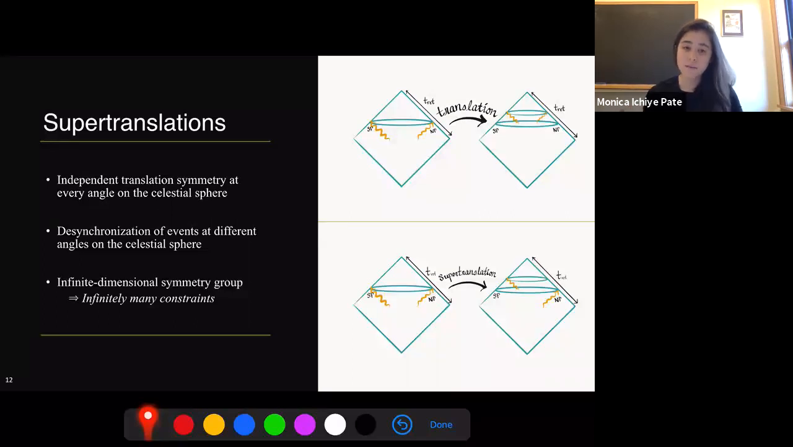But now that we've identified an infinite dimensional enhancement of the translation group, from our general discussion, we expect these symmetries to imply an infinite number of constraints on the scattering problem. And moreover, since these symmetries are local enhancements of the translations, we might anticipate that the associated conservation laws are related to local enhancements of energy conservation.